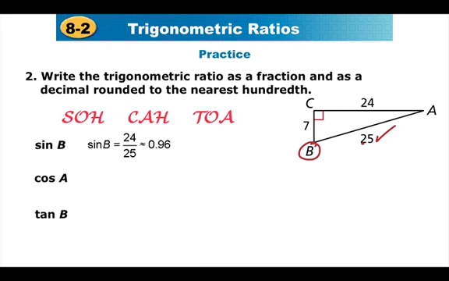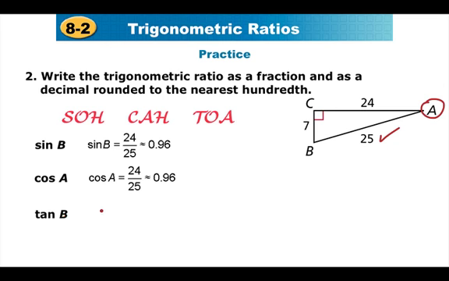Cosine of angle A. So now this is my reference angle. From here, I want cosine, adjacent over hypotenuse. So which side is adjacent to angle A? 24. And again, the hypotenuse has not changed, which is still 25. That's why cosine of angle A is the following ratio. And once I round, I get the following. Notice it is the same ratio for sine of B and cosine of A. And this happens.